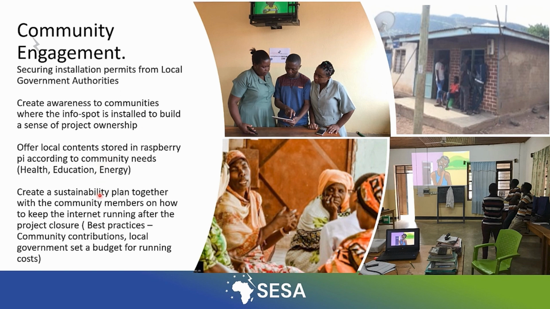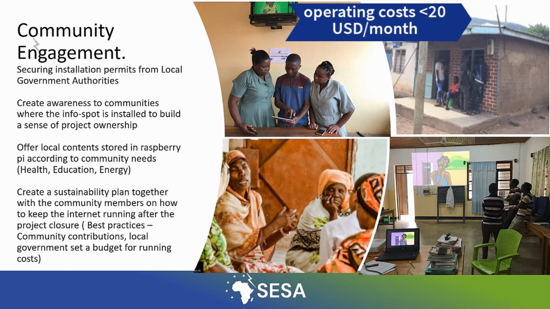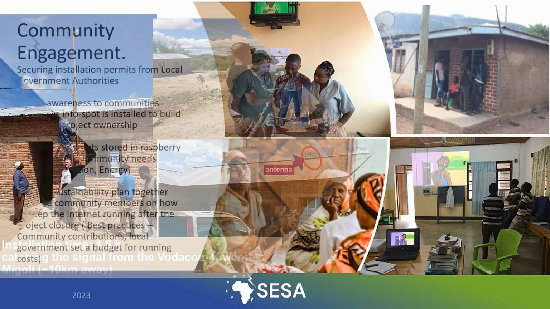And lastly, we create a sustainability plan together with the community members on how to keep the internet running after the project closure. Best practices for us have been community contributions, where the community comes together to contribute to the service, and local government setting aside a budget for running costs. As you saw in the previous slides, our cost went below 20 USD, so this is something the community can afford.